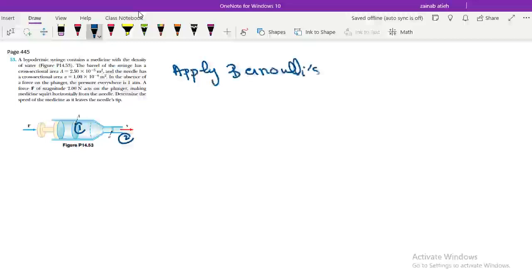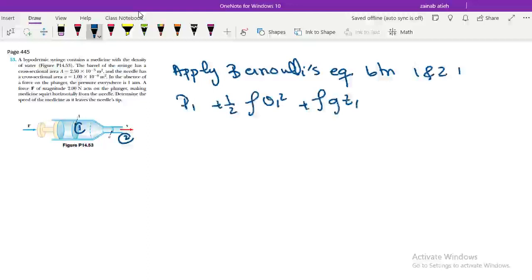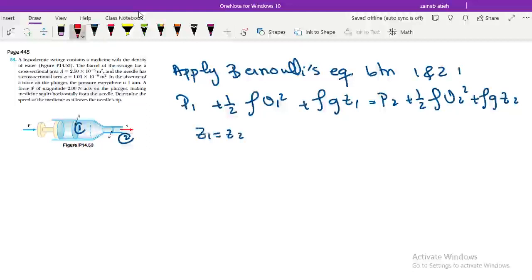Bernoulli's equation between 1 and 2. We will get P1 plus half rho V1 squared plus rho g Z1, it's equal to P2 plus half rho V2 squared plus rho g Z2. Okay, so let's write what we have. Z1 is equal to Z2. They are at the same horizontal level. So for sure, rho g Z1 will be cancelled with rho g Z2 because they are equal.